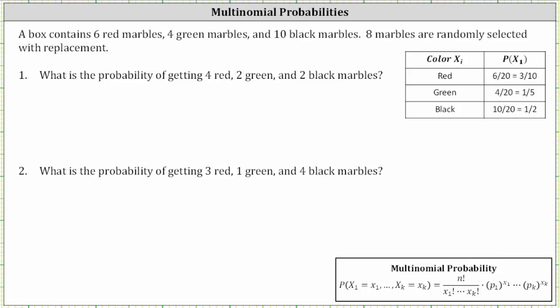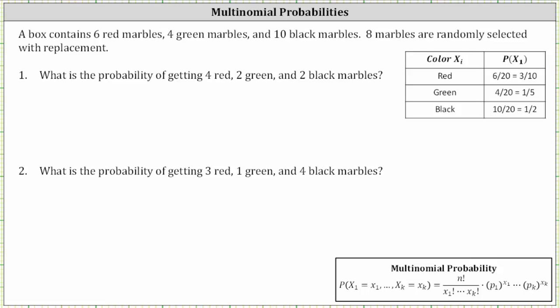A box contains 6 red marbles, 4 green marbles, and 10 black marbles. 8 marbles are randomly selected with replacement. Number 1, what is the probability of getting 4 red, 2 green, and 2 black marbles? Number 2, what is the probability of getting 3 red, 1 green, and 4 black marbles?